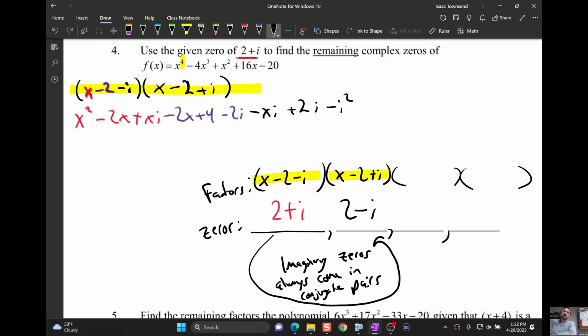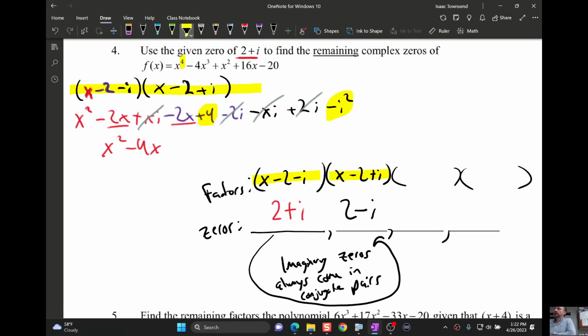Now that looks awful as well, but once you slow down, you'll notice a lot of this stuff just cancels out. Plus xi minus xi plus 2i minus 2i. We have an x squared, minus 2x becomes minus 4x. And then there's some way that we combine plus 4 and a minus i squared.